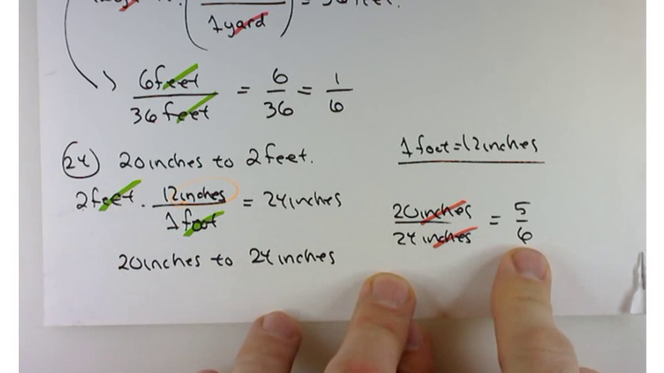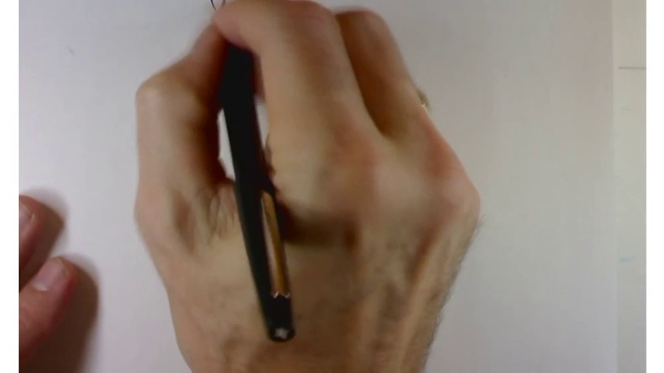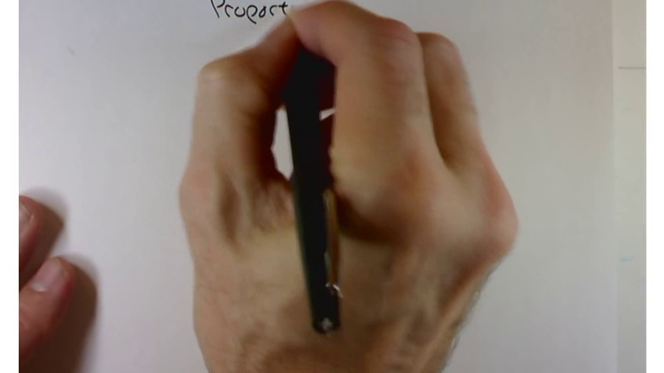Now this is just a ratio. Ratios are powerful in and of themselves. I showed you a few examples before we started rolling video here. But where they're really powerful is when they are part of a proportion. So let's talk about proportions.